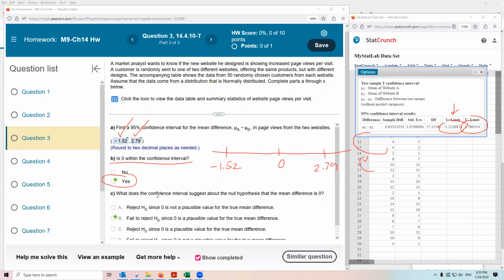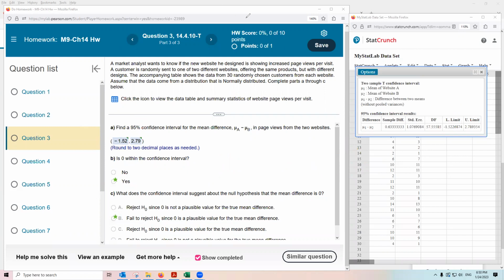What does this confidence interval tell you about the null hypothesis that the mean is 0? Well, we have to fail to reject the null here because 0 is a possible value, a plausible value, because 0 falls within the confidence interval. If 0 was not in the confidence interval, then we could reject the null. But because 0 is contained in the confidence interval, we're going to fail to reject the null hypothesis on this.